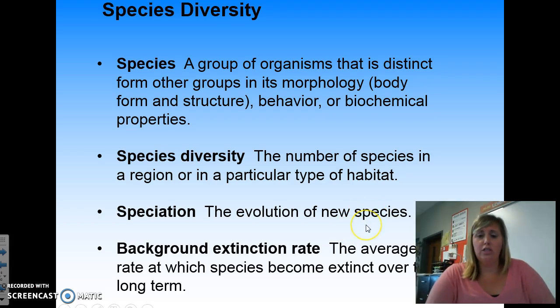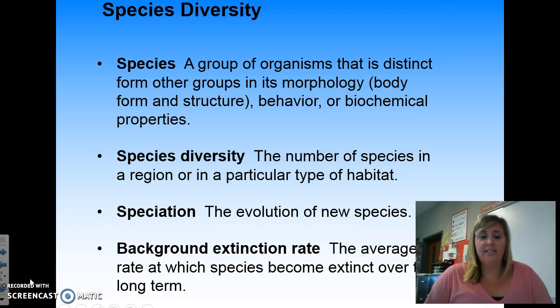And this is a really slow process. So speciation means the evolution of new species, like new species evolving from old ones. This is a really slow process, and so new species usually evolve about 1 to 3 new species a year worldwide. So it's a really slow process.